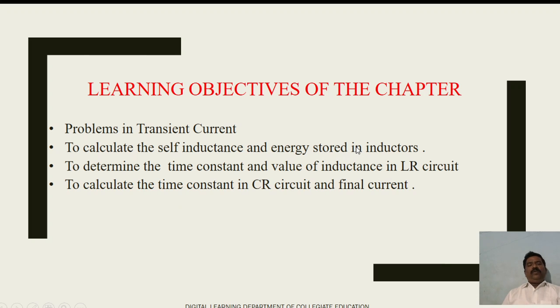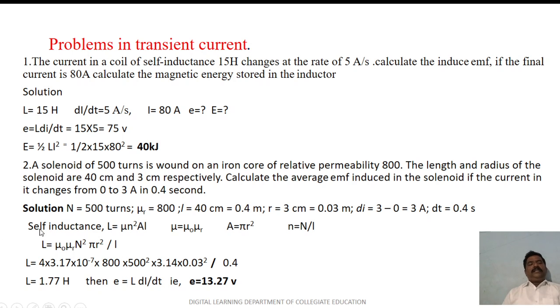So today we are going to discuss a few problems in transient currents. The main learning objectives of this chapter are to calculate the self-inductance of a coil and the energy stored in the inductors, determine the time constant and the value of inductance in LR circuits, and find the time constant in CR circuits and also the final current in the CR circuits. So let us take the examples.